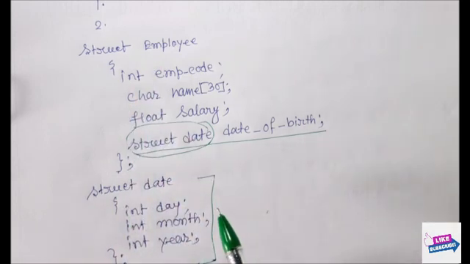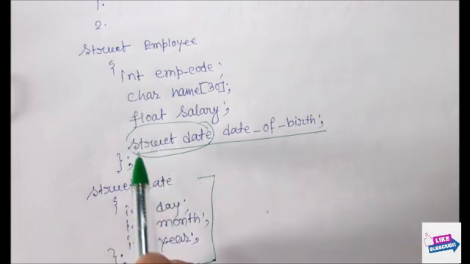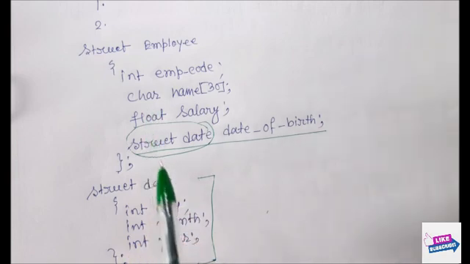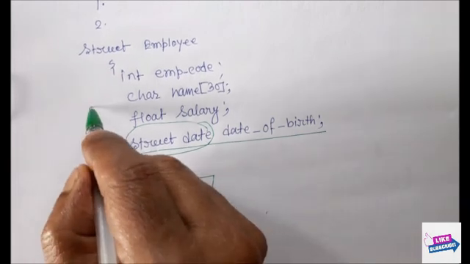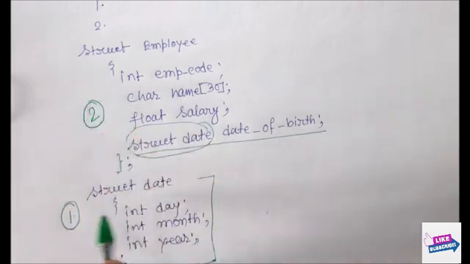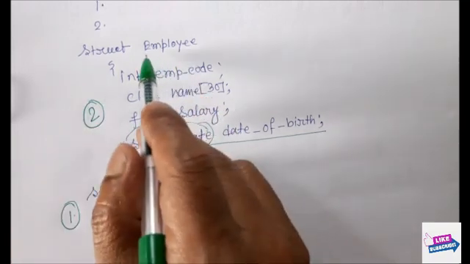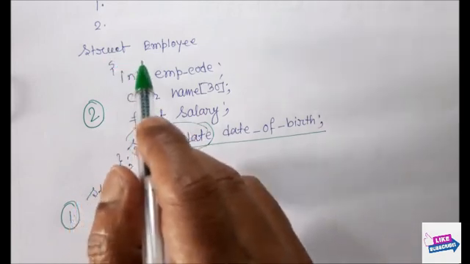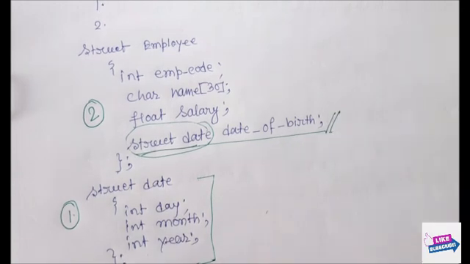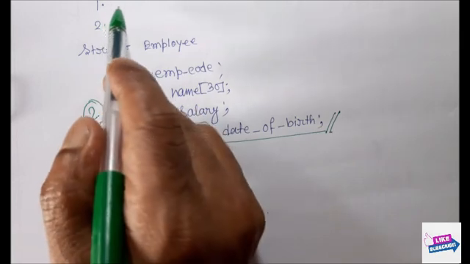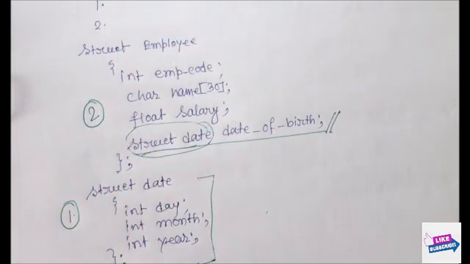But you have to remember that if I want to use struct date in any structure, then we have to declare the embedded structure first. So that means we first declare the date structure, after that we declare the second, employee structure. So that we can use struct date of birth in our structure field. This type of structure is called embedded structure. So this is the first approach to declare an embedded structure.